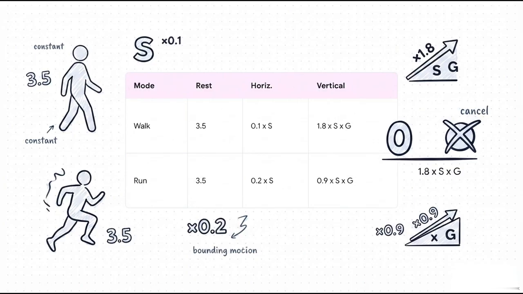Oh, and here's a vital tip. If your client is walking or running on a flat 0% grade, that 0 completely cancels out the entire vertical component. It just wipes it out.